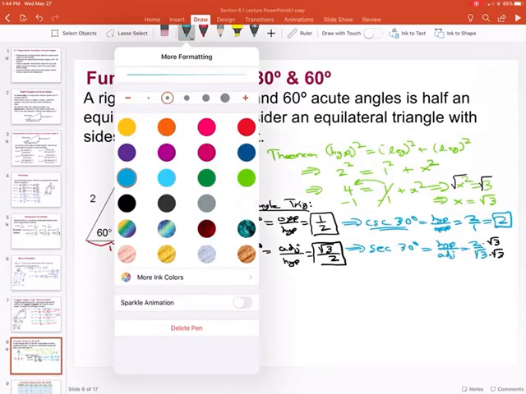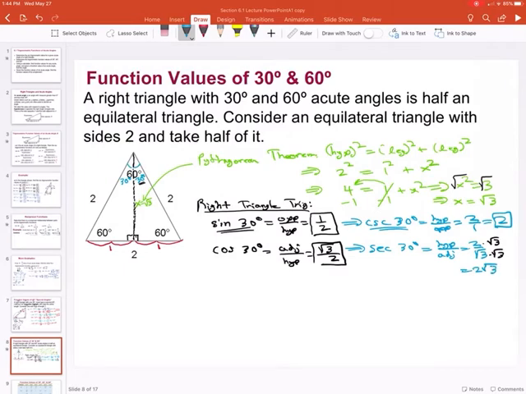And as we do that, we end up with 2 square roots of 3 over 3. So there's the secant of 30 degrees.